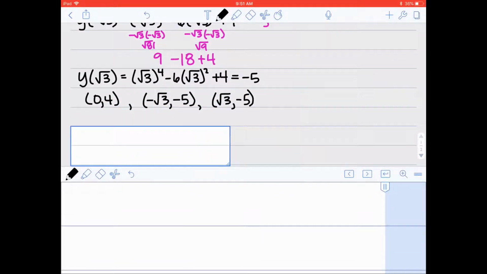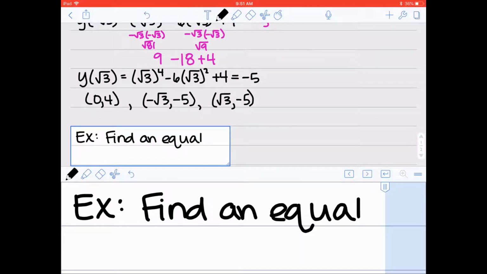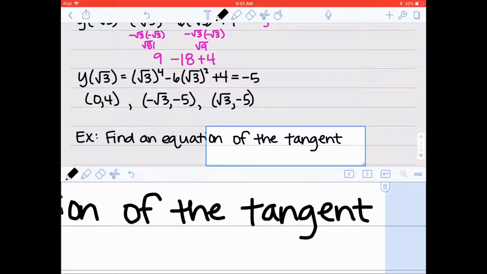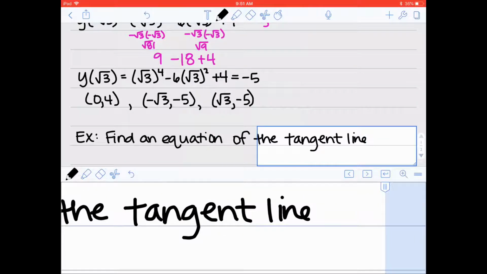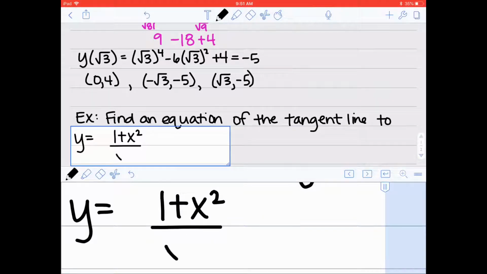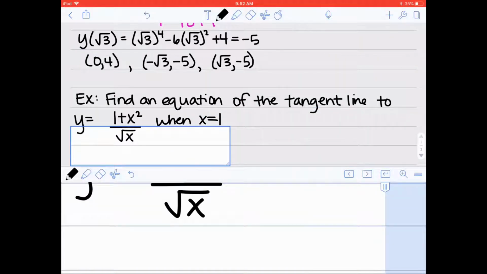Okay, so we have another example. This example says find an equation of the tangent line to y equals 1 plus x squared over square root x when x equals 1.